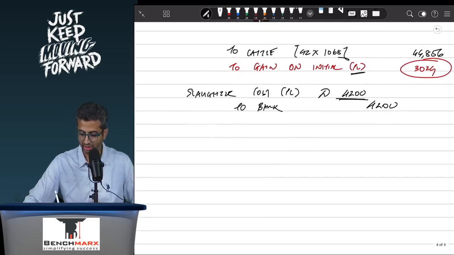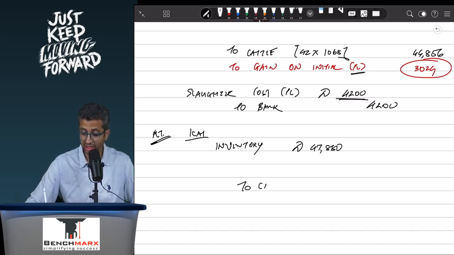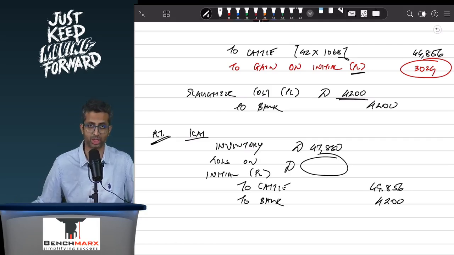So alternatively, what the institute has done over here, and ultimately the effect remains the same, is it has debited the inventory correctly by 47,880. It has also credited the cattle correctly by 44,856. But then rather than passing a separate entry for slaughtering, they've just recorded the slaughtering of 4,200 over here, and hence the balancing figure directly shows you as the loss on initial recognition, and this loss on initial recognition will go to the profit and loss account. Now this is directly the 1176 which I was referring to.